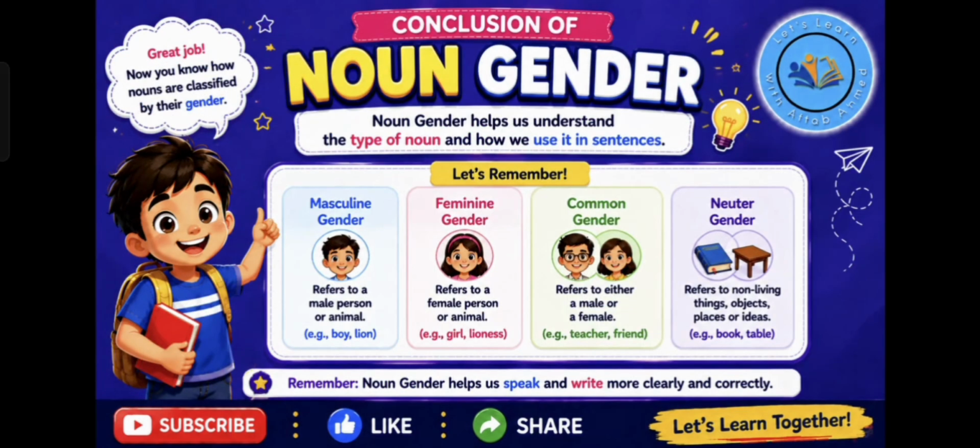Congratulations! We have successfully learned about noun gender. Let's quickly revise what we learned today. Masculine gender. It refers to a male person or animal. Examples: boy, man, lion, etc. Feminine gender. It refers to a female person or animal. Common gender refers to either a male or a female. Neuter gender refers to non living things, objects, places, or ideas.